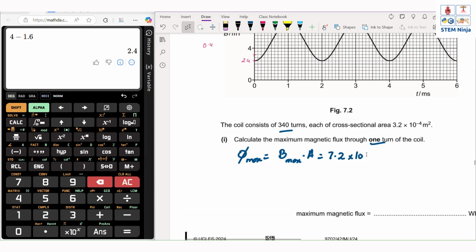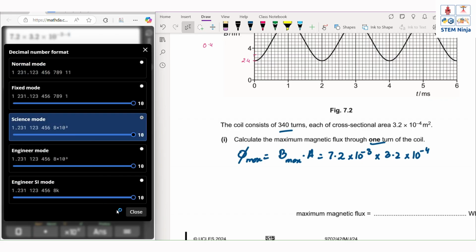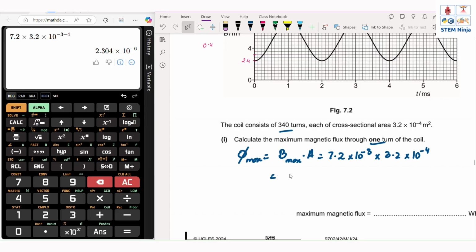So 7.2, 10 raised to power minus 3 times by 3.2, 10 raised to power minus 4. So 7.2 times by 3.2, 10 raised to power minus 3 minus 4. We get this value. We need it in the standard form. We get 2.304, 10 raised to power minus 6. So 2.3, 10 raised to power minus 6.